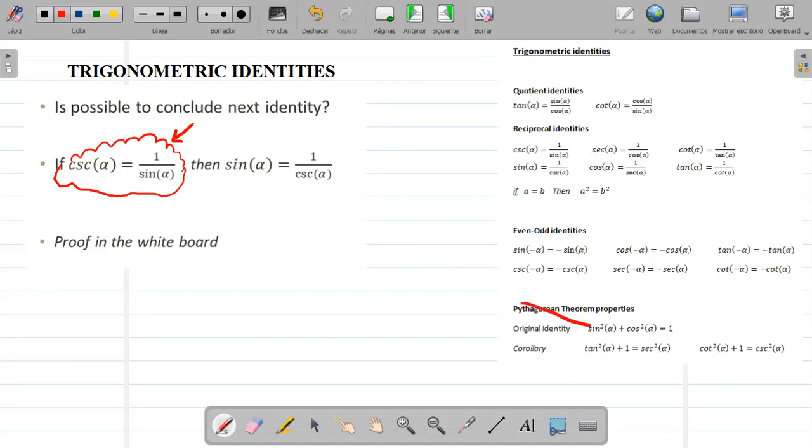The Pythagorean properties are not studied yet, so we're not going to use this one. The odd and even properties are not studied either, so we're not going to use this one. We are allowed to use all these ones, okay? Of course, that's one too. That one is impossible to use because it's the one we want to conclude. This one, look, it's already there. So I'm going to explain how we can convert that cosecant into sine, and how we can convert that 1 over sine into 1 over cosecant.